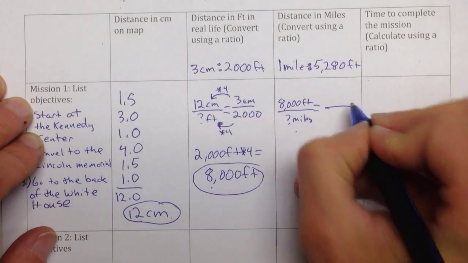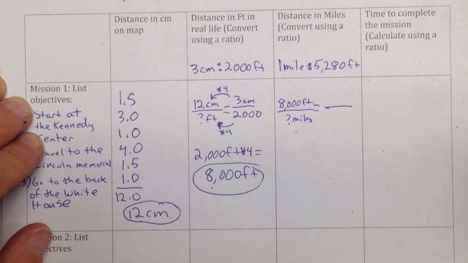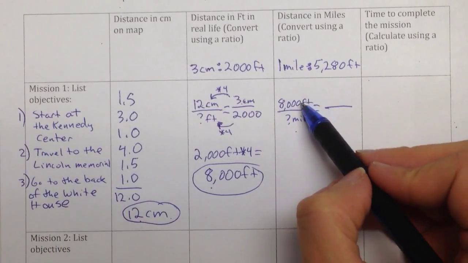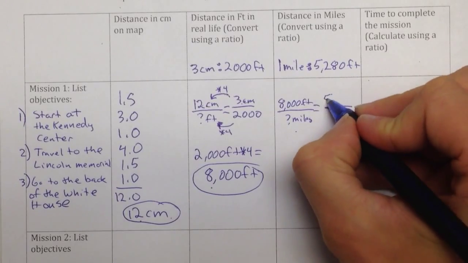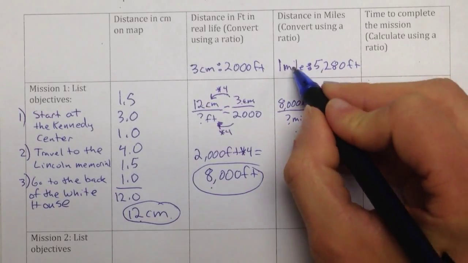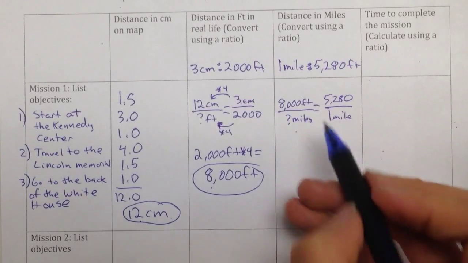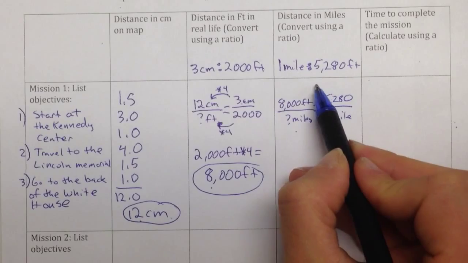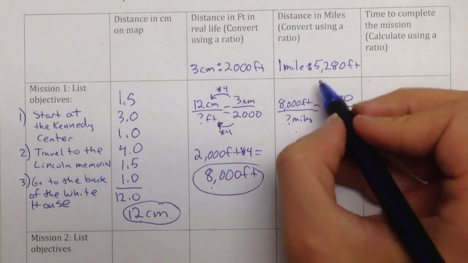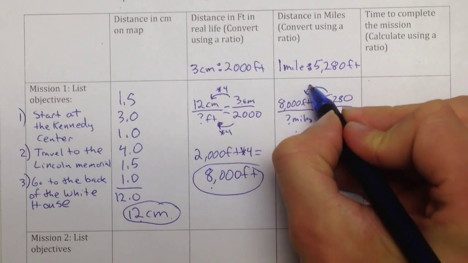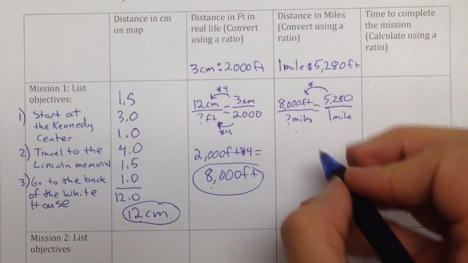Now remember, when you're setting it, the units are going to tell you where to go. Keep the units the same. So we got feet on top, we'll do feet on top, 5,280. Miles on bottom, miles on bottom. Now, I have to figure out how many 5,280s go into 8,000, because I want to figure out this times what equals that. So I'm going to have to do some division.